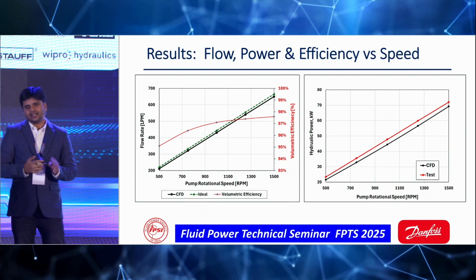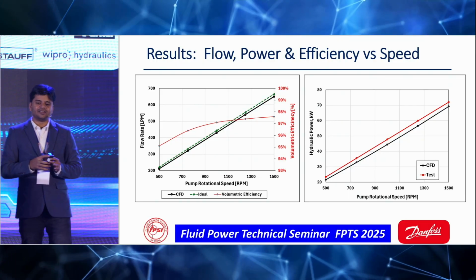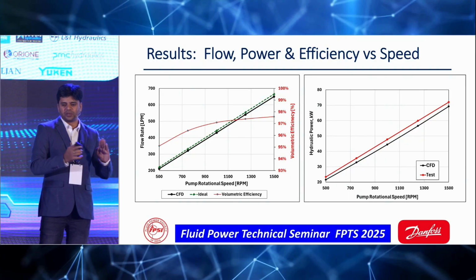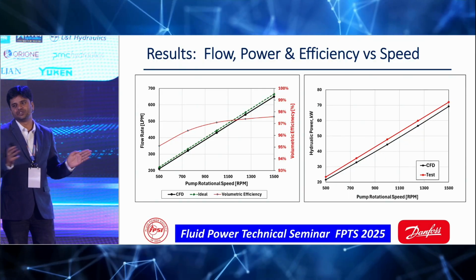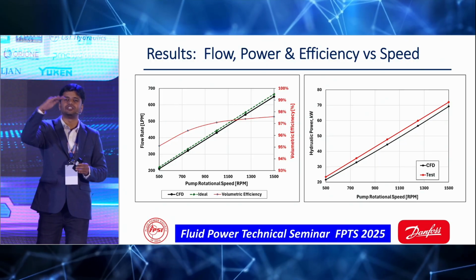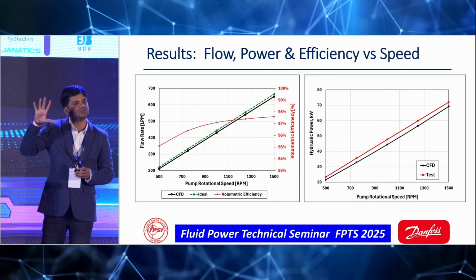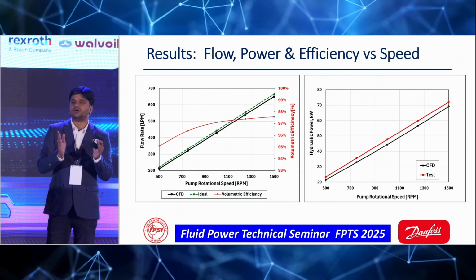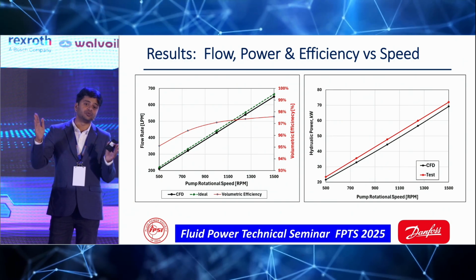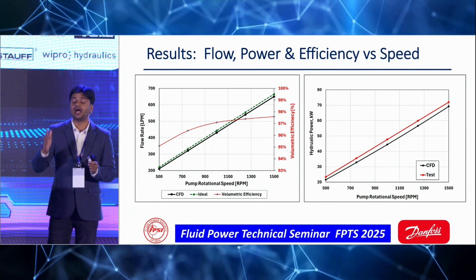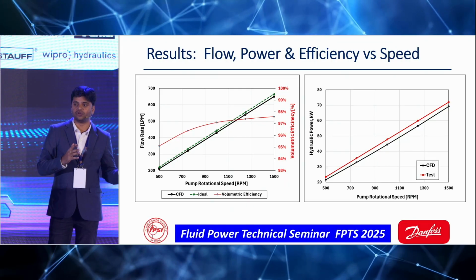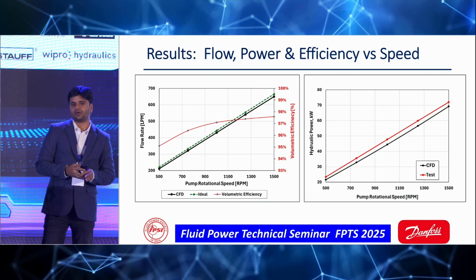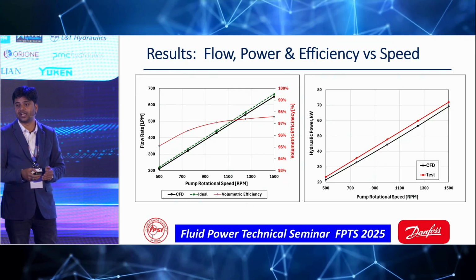Coming to the results, you can see that for rotation speeds ranging from 500 to 1500 RPM, the volumetric efficiency you typically get is close to 98%. In terms of hydraulic efficiency, most of our pumps vary from 82% to 93% energy efficiency. This is far higher than what you typically get in a centrifugal pump. That's why we call these the most energy efficient pumps.